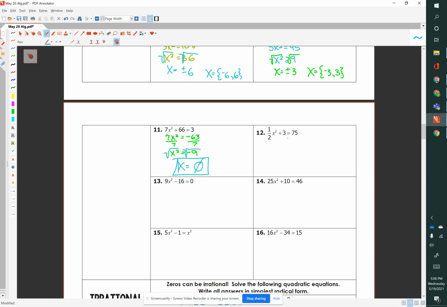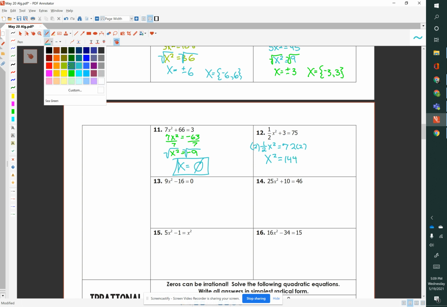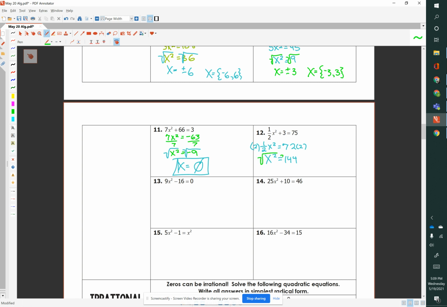Number 12. So for number 12, the first thing we'll do is move 3 over. So we will have 1/2 x squared equals 72. And then we will multiply both sides by 2 to give us x squared equals 144. We like that number. It's a nice perfect square. So we'll take the square root of each side. And we have x equals plus or minus 12.